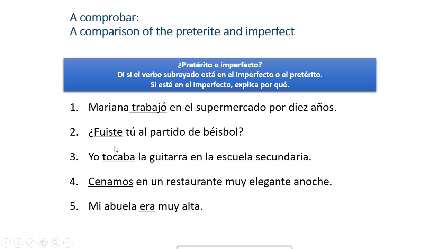Los verbos subrayados. Now, at this point, I'd like to ask that you pause the video, answer the questions. You don't need to formally answer them, write them down. You can if you like. Okay, you can just answer them in your head, and then we're going to review them together.